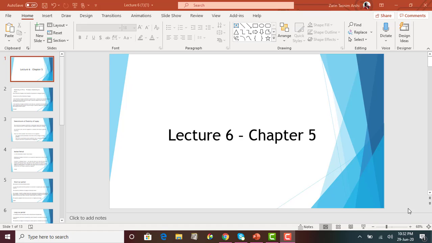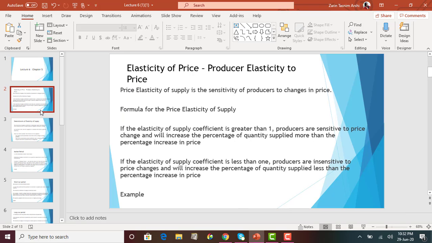We looked at how we calculate it and what the determinants of that are and so forth. Okay, so in this class we will move forward. We will start by talking about price elasticity of supply, or it is also known as producer elasticity to price, but in general we will call it price elasticity of supply.